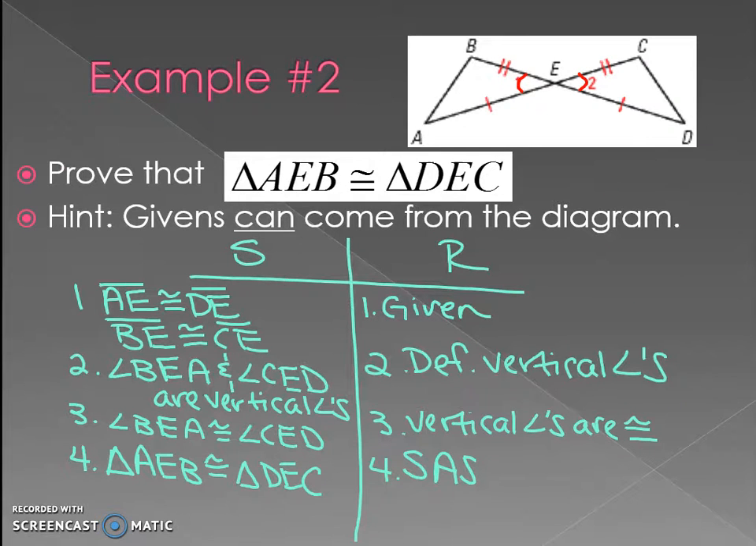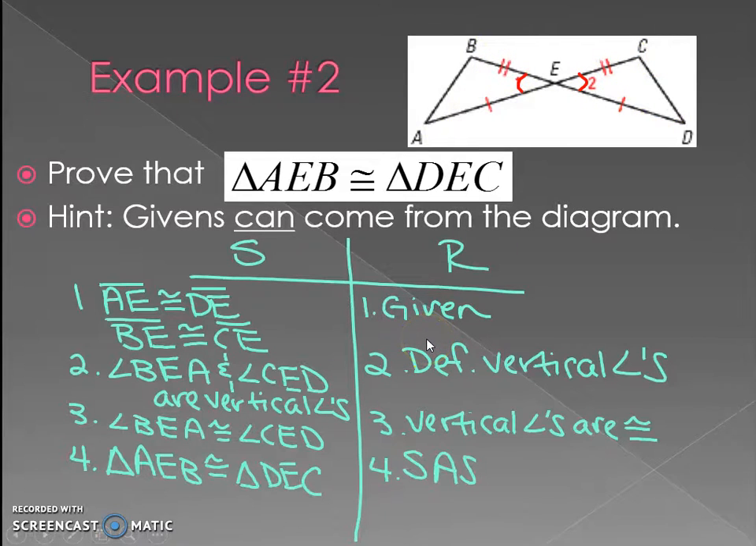Let's try example 2. Prove that this triangle and this triangle are congruent to each other. So if you look at the marks here, this and this are congruent, this one and this one are congruent, and you have an angle in between the sides. What postulate is that? That postulate is SAS. So what we're going to do is prove that. So we're going to do statement and reason. So please make a chart. The given is side AE is congruent to side DE. Side BE is congruent to side CE. It's right here. This one, this one, this one, this one.